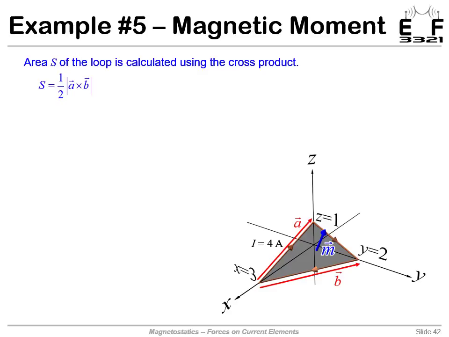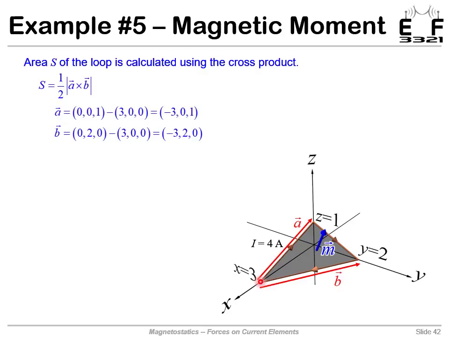Remember back when we talked about vector calculus, the magnitude of a cross product is the area of the parallelogram defined by A and B. So if we want the area of the triangle, that's half of the parallelogram. So the area is just 1/2 A cross B. And we can calculate A and B by knowing the positions of the vertices in the triangle.